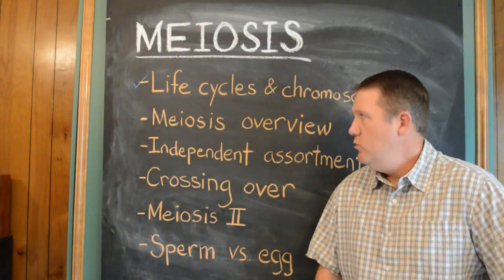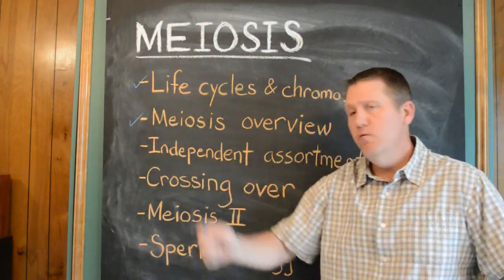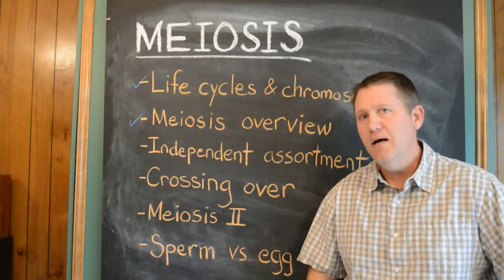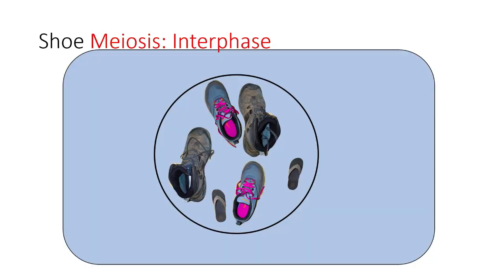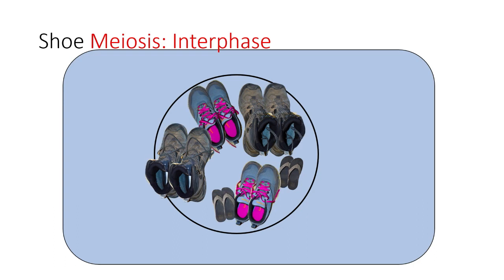All right, so now we're ready to move on to just an overview of meiosis. You'll find it looks a lot like mitosis, but with some really important changes. All right, here we start with shoe meiosis. We start in interphase, really just before meiosis, and we need to, just like mitosis, make an extra copy. So those are the sister shoes or sister chromatids. Then we need to start moving them around.